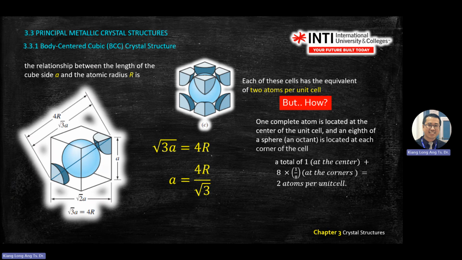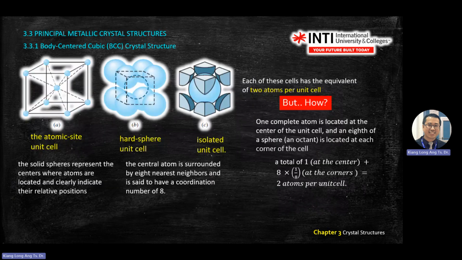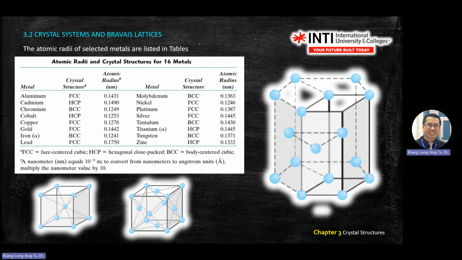So for BCC, conclusion: your a equals 4R over square root of 3. This is your lifesaver. Why? This equation will help you to prove whether that element is BCC or not. I give you an example. If this slide is given, without knowing the crystal structure, you draw the cube and do all the calculation. At the end, for BCC, you know that a equals 4R over square root of 3.